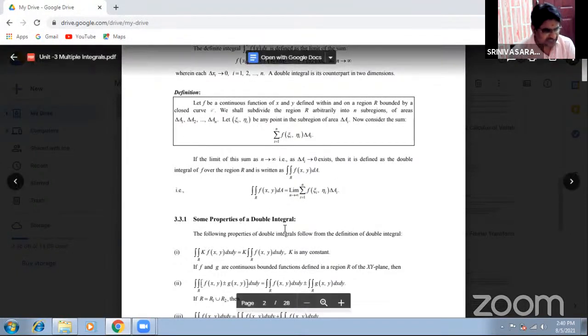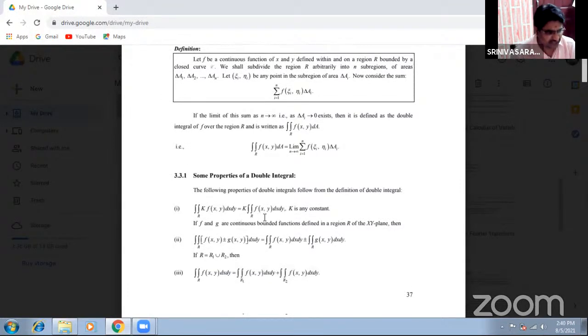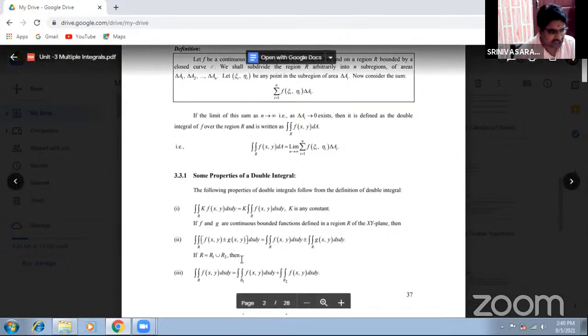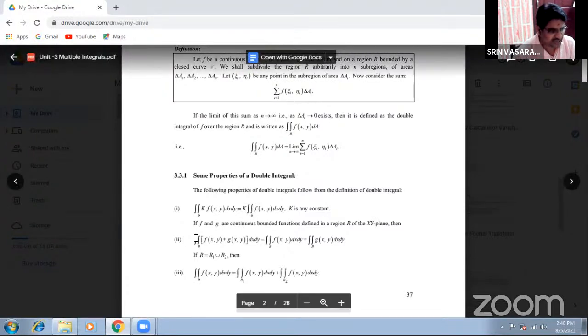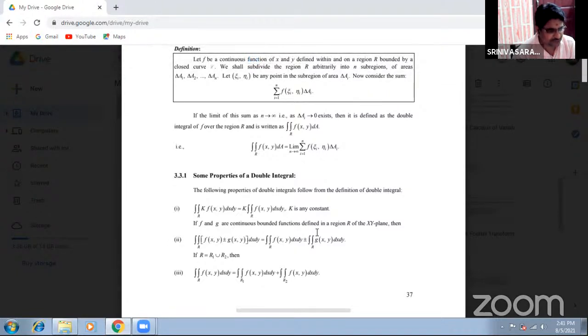Next, some other properties of the double integral. The following properties of double integrals follow from the definition of the double integral. Suppose the double integral over R of k f(x, y) dx dy equals k times the double integral over R of f(x, y) dx dy. Here k is any constant, and f and g are continuous bounded functions defined on a region R in the xy plane.